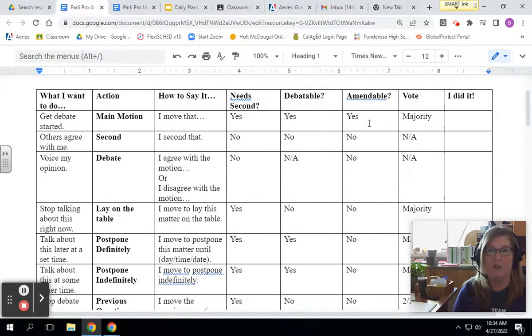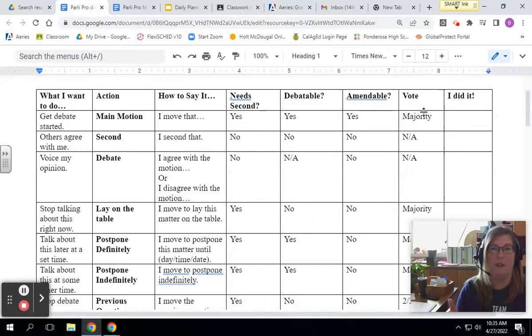Amendable, can you change it? We're not going to work with amendments in this unit. We don't have enough time. What kind of vote does it take to pass this topic? All right, so if we wanted to start debate, let's just take the question. We'll do a silly one. Should we eat ice cream in class every Friday?